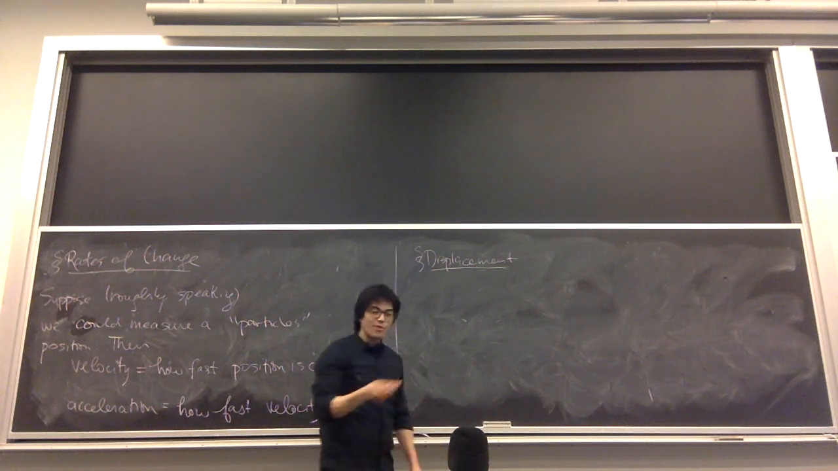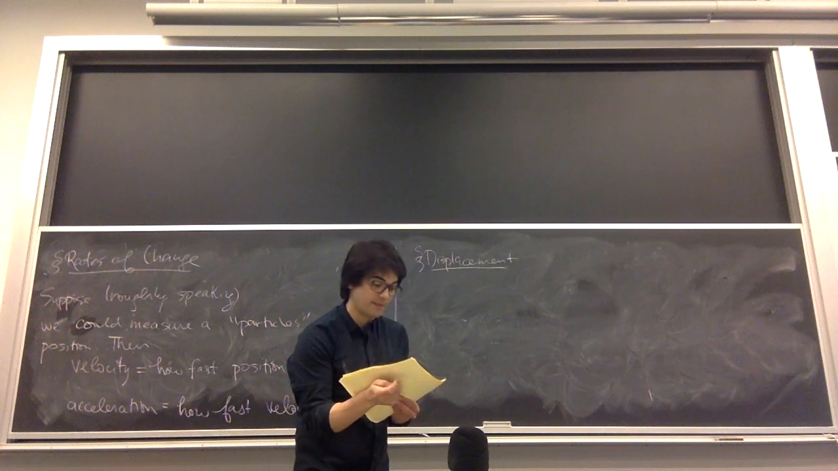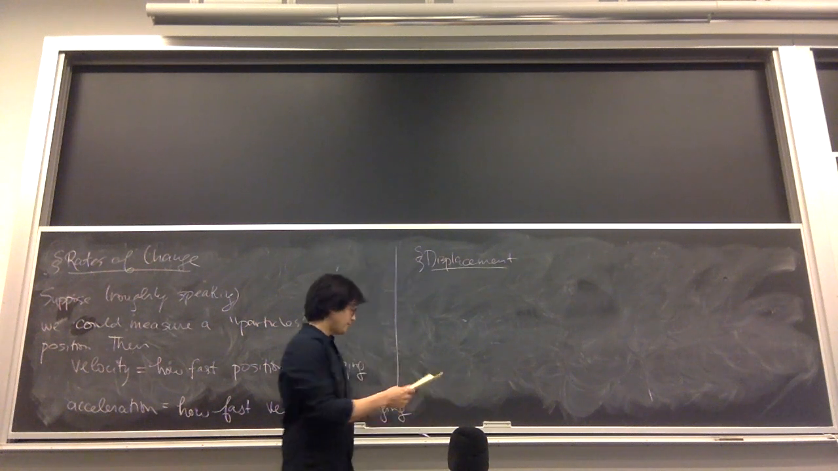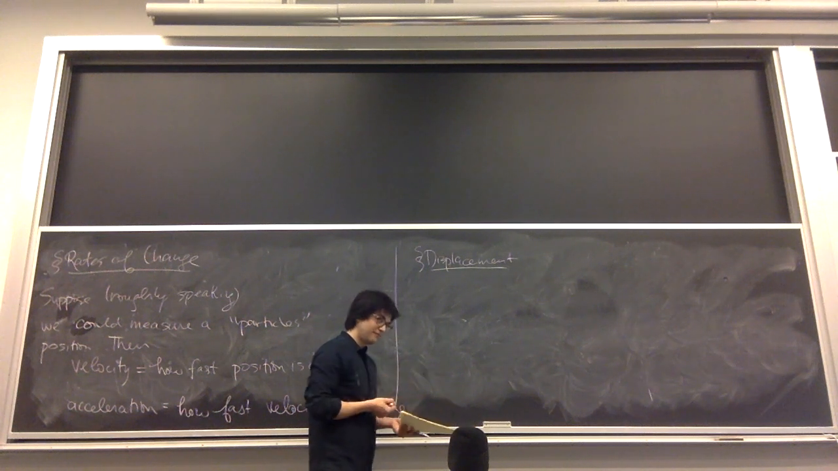Okay, so we need to somehow encode the particle's position, right? I'm saying we need to measure it, so somehow we need to represent it. We encode a particle's position by its displacement and not by distance traveled.